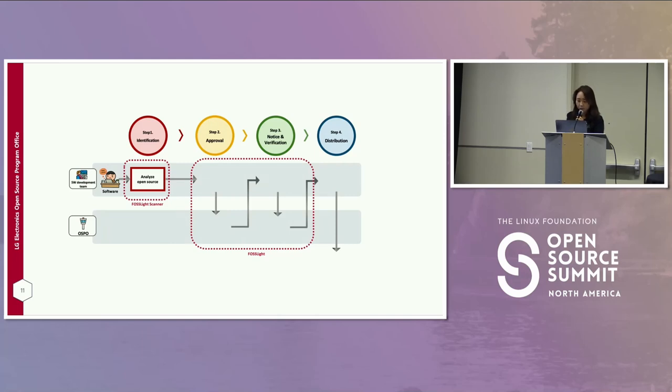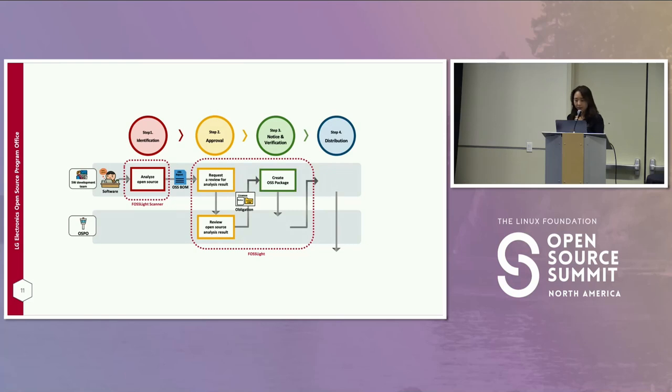After analyzing the open source components, we get the OSS BOM, open source software bill of materials, and it is reported in the FOSSLight report type. In the approval stage, the open source list is sent to OSPO, the open source program office, like us, for review and confirmation of the correct license and associated obligations. And this result is an open source BOM again. And in step three, the notice and verification, the development team creates an open source package.